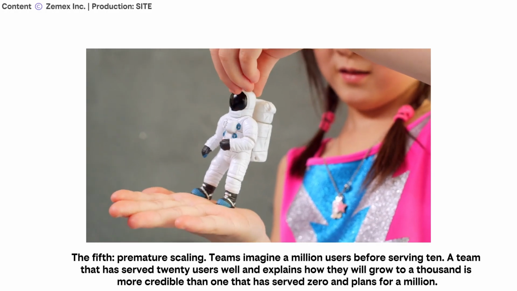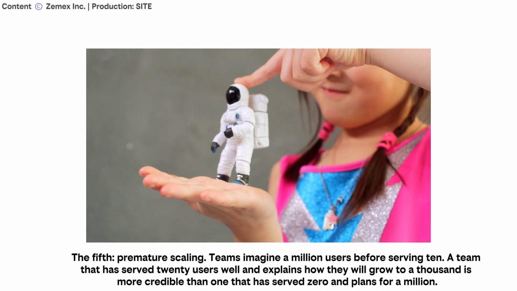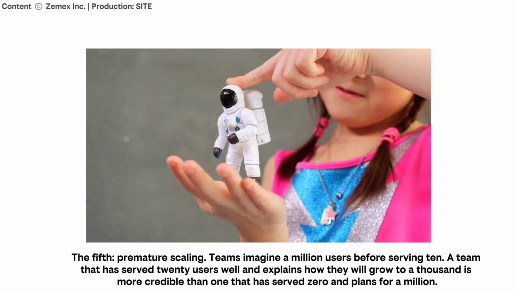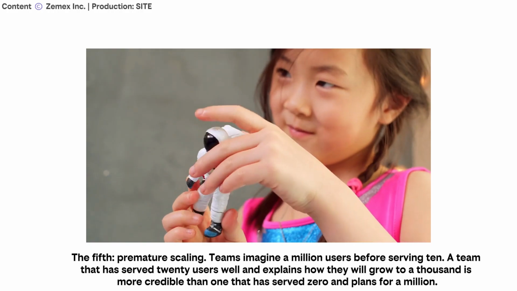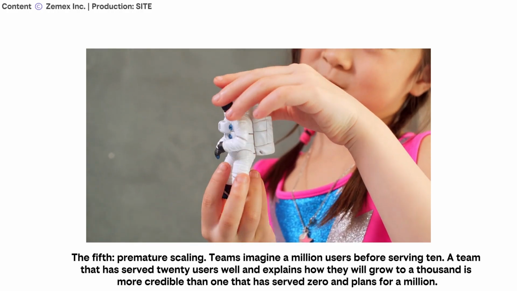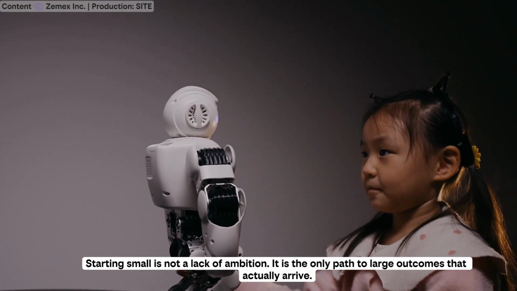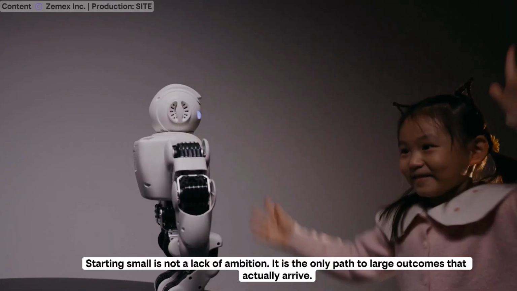The fifth, premature scaling. Teams imagine 1 million users before serving 10. A team that has served 20 users well and explains how they will grow to 1,000 is more credible than one that has served 0 and plans for 1 million. Starting small is not a lack of ambition. It is the only path to large outcomes that actually arrive.